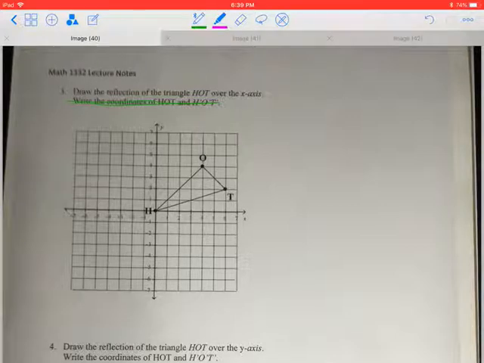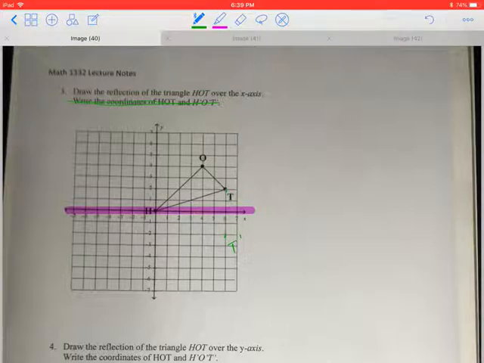First of all, make sure you know what line you're going over. It'll be the x-axis, so right here. That's the one we're reflecting across. Remember that each point will be an equal distance from that line. For example, if I start with T, I can see that it's 2 away from the x-axis, so I go 2 on the other side, and that gives me the corresponding point.